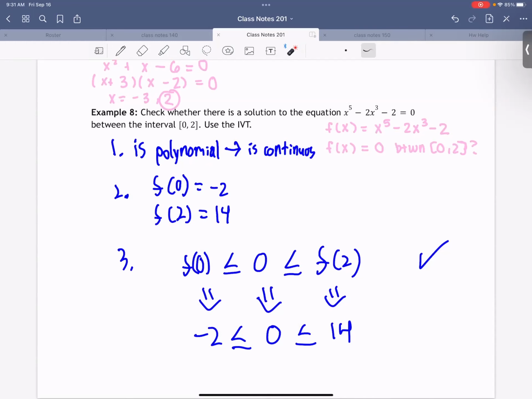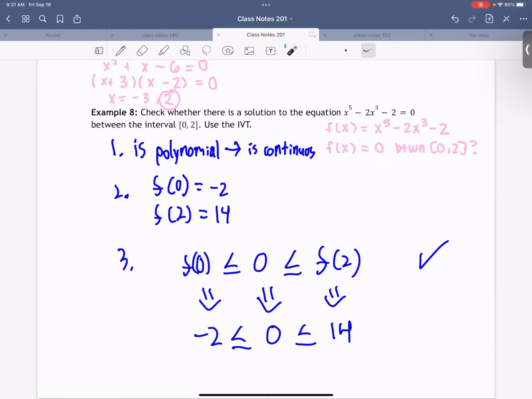Why are you asking about 0 though? Isn't y equals 0? Yeah, and why we're asking if y equals 0, right? These two are y values. So since this y value 0 lies between -2 and 14, we know that there's an x value. Does that make sense? Good.